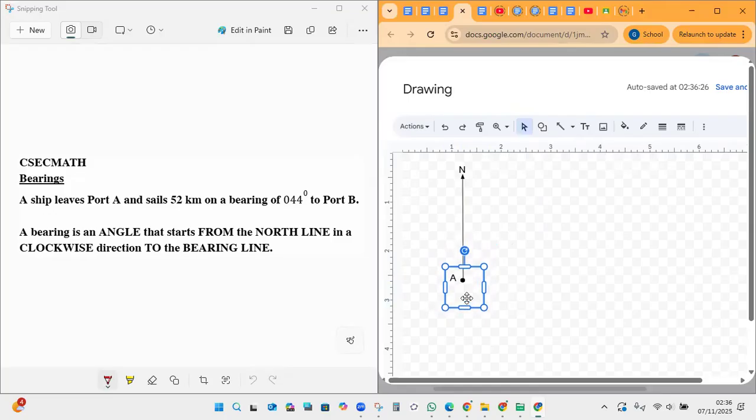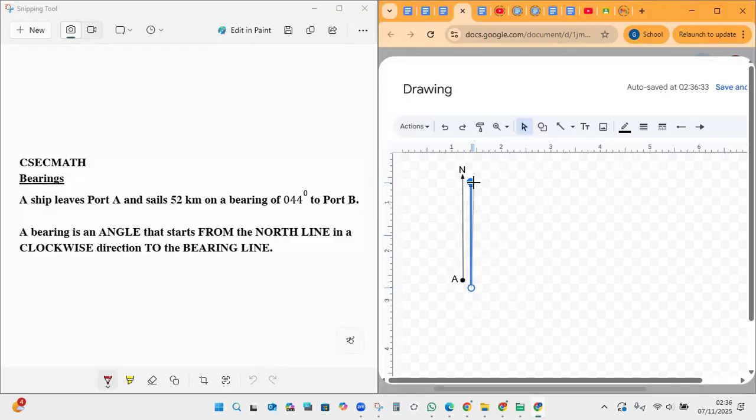So we have one north line and we have the from point. So we need another line, which is the bearing line. And remember the 4 cardinal points: north, south, east, and west. East is 90 degrees. South is 180 degrees. West is 270 degrees. North is 0 degrees or 360 degrees.